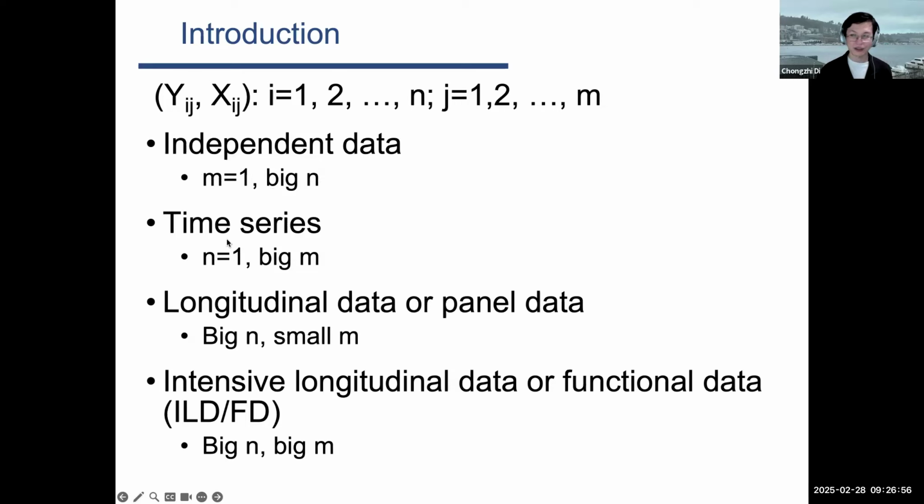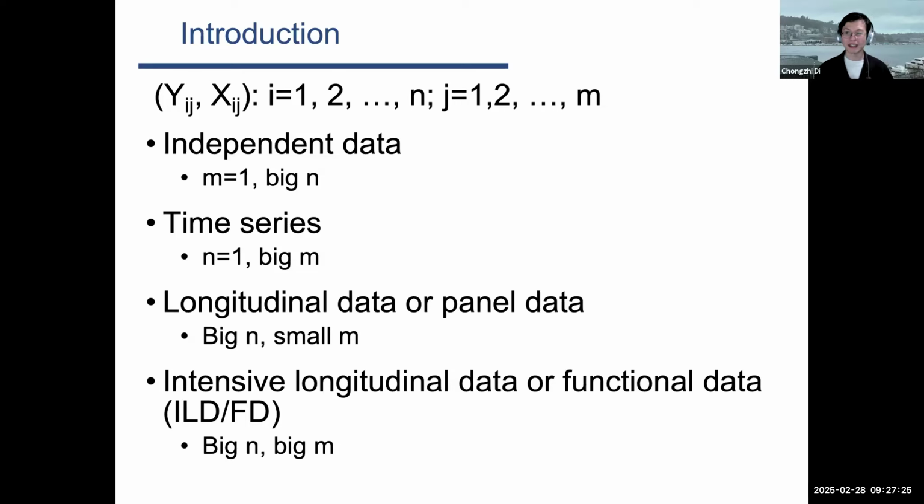And then the other extreme is the time series, where you probably only have one individual, but you have a lot of measurements for that particular individual, right? You can think about, let's say, the stock market, for example, like the S&P 500. You check the values per day over a long time.